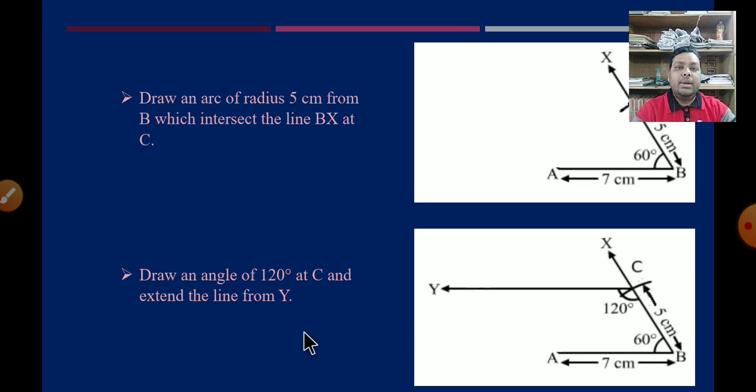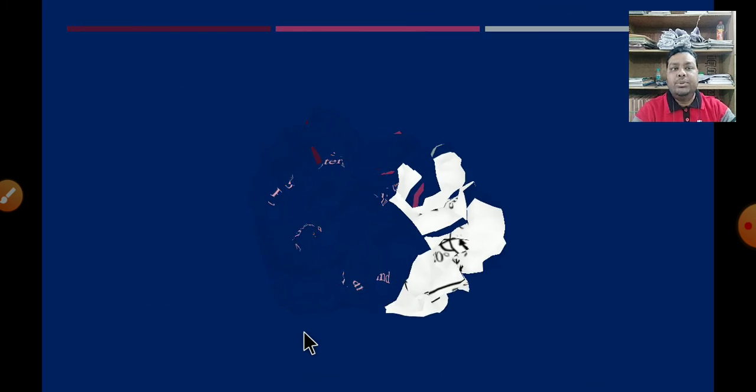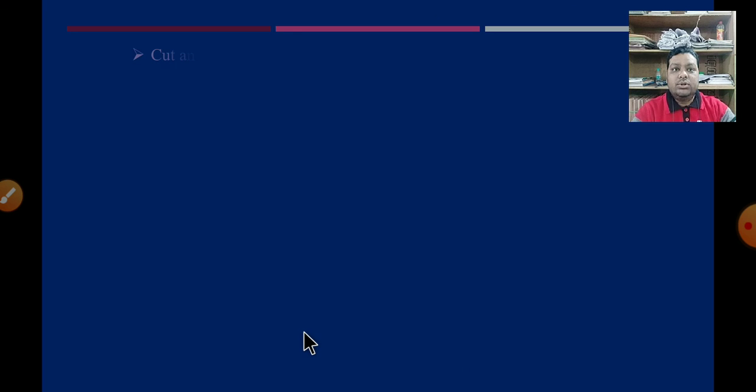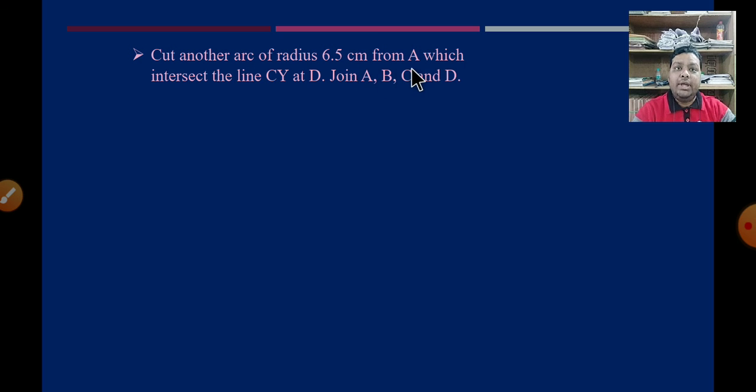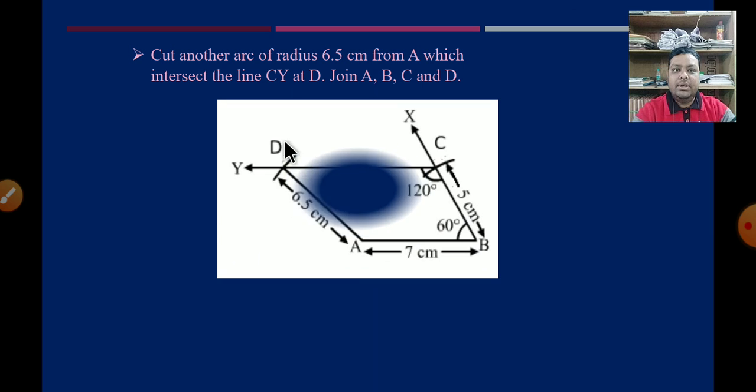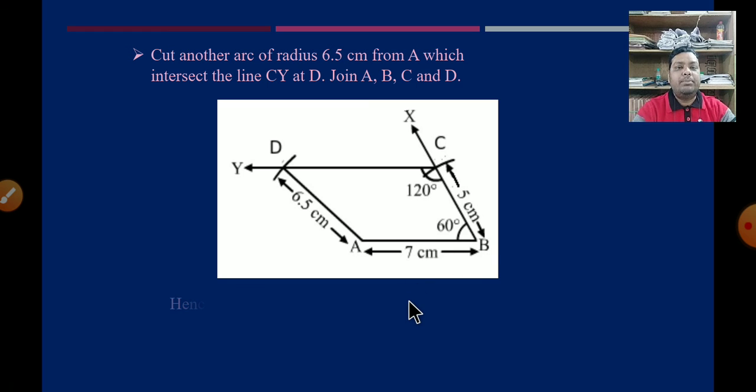Now, after that, AD is also given here. So now we will cut another arc of radius 6.5 centimeter from A, which will intersect the previous line CY at D. You can see here drawn, and then we will join A to D also. You can see now ABCD is a trapezium where AB is looking parallel to DC. How can we prove that these two lines are parallel? You can see adjacent angles sum will be 180: 120 plus 60 is 180. So like this you can draw the trapezium also.